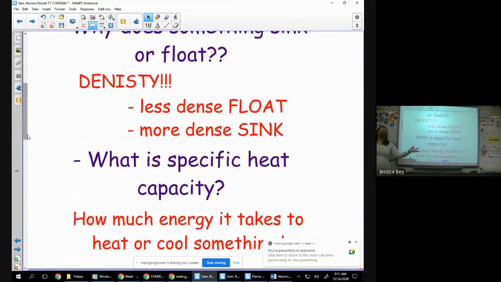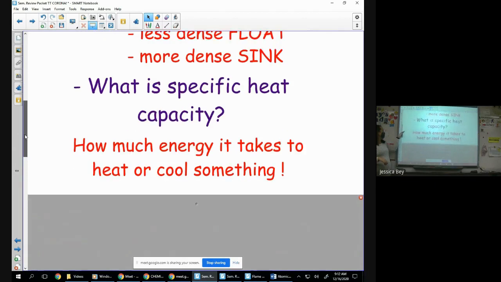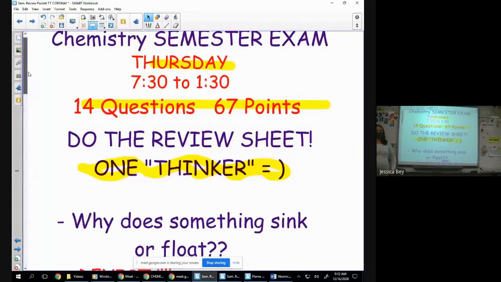And that's because of density. And then, what is specific heat capacity? That's how much energy it takes to heat something up. So if you want to heat something up quickly, it needs to have a low specific heat capacity because it doesn't take very much energy to heat it up. If you want something to heat up slowly, you need a high specific heat capacity. Okay, so we added those 2 things yesterday. Hopefully you're feeling good with that. But at the end of the day, if you can do the review sheet, you're looking pretty good for the 14 question exam that will be tomorrow.